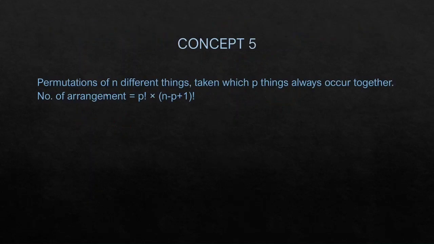This is the next concept: permutations of n different things taken, in which p things always occur together. So n things from which p things always occur together. Now we need to take an example to understand this better, then again we'll come back to the formula.